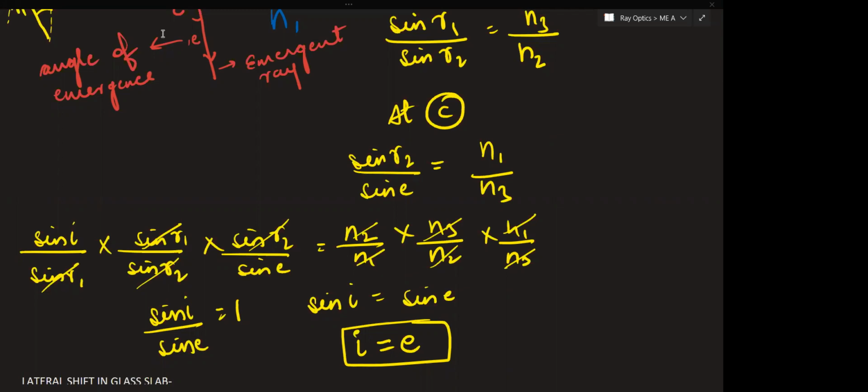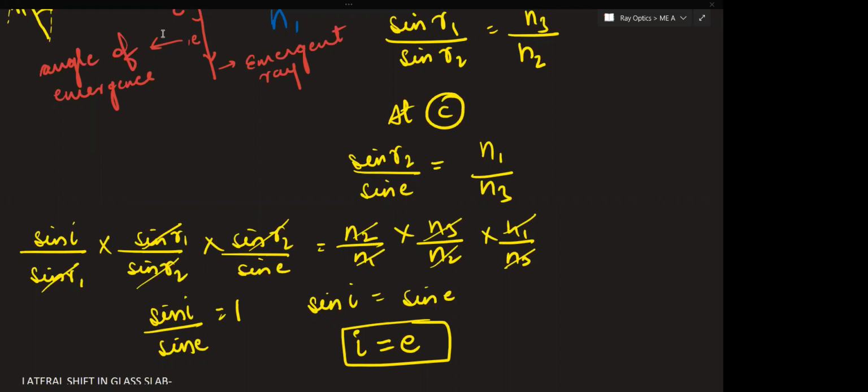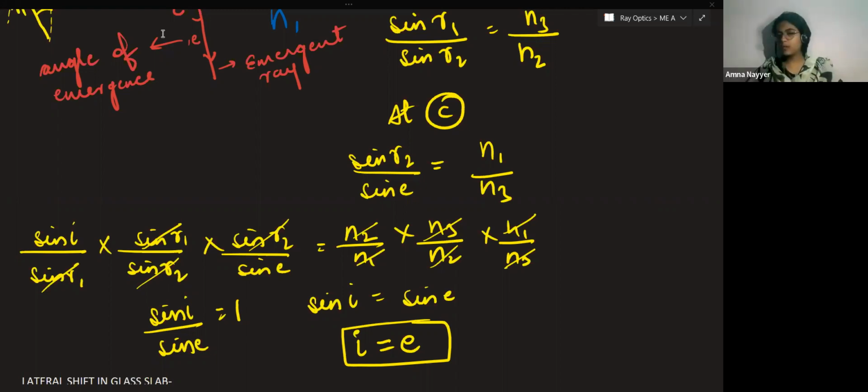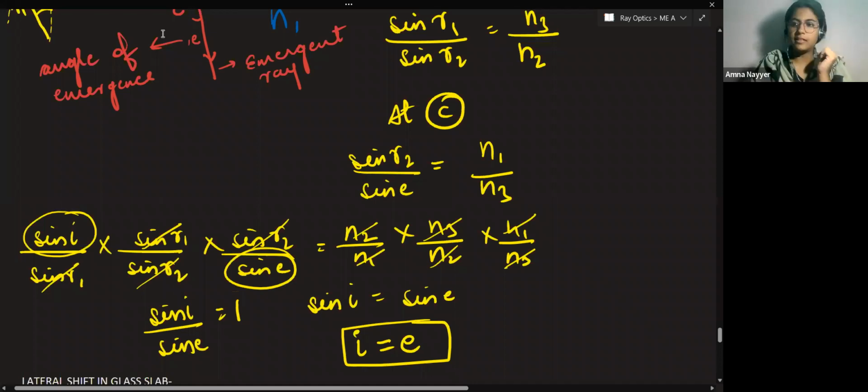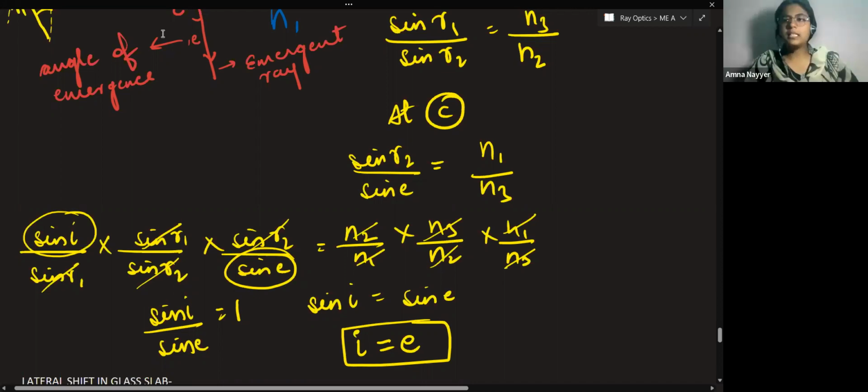Completed? Yes, Anushka. Ma'am, how did we get sine I by sine E is equal to 1? Sine I by sine E equals 1 because everything got cancelled here: N2, N2, N3, N3, N1, N1. Getting cancelled means what? It's like 5 by 5. That is 1. So N3 by N3 is 1. And from here, we had sine I and sine E. Understood? Yes, ma'am. So all completed. Can we move further?